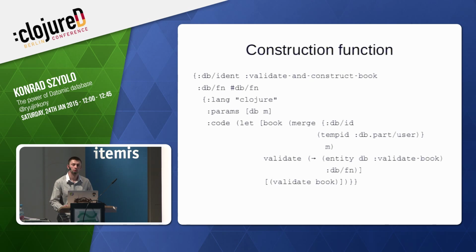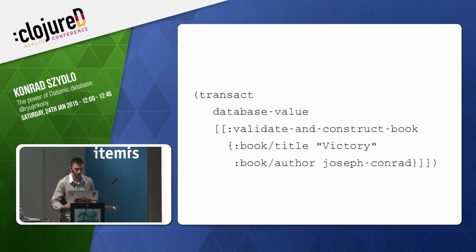We can use our validation function in our validate and construct function. So here in the parameters we pass database and also a map. I'm using the database in order to get our validation book function. I saved it as validate, and then I'm passing the book to the validate function. Should be pretty straightforward. And using our validate and construct function is as simple as calling it and passing the map or book that I want to transact.